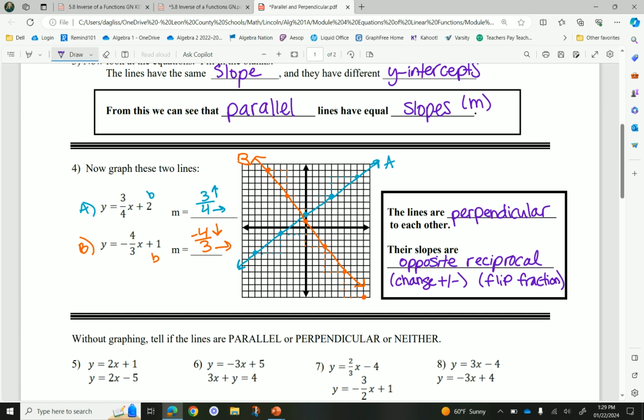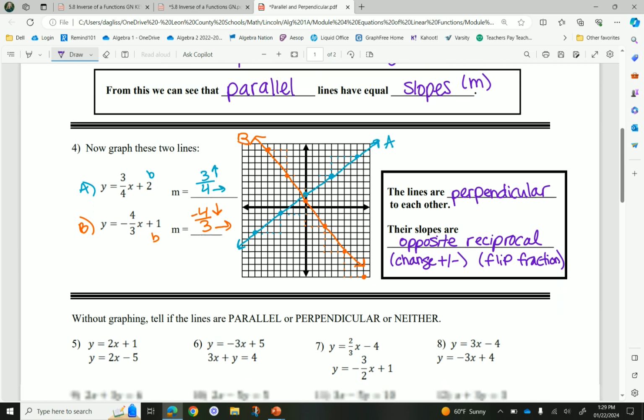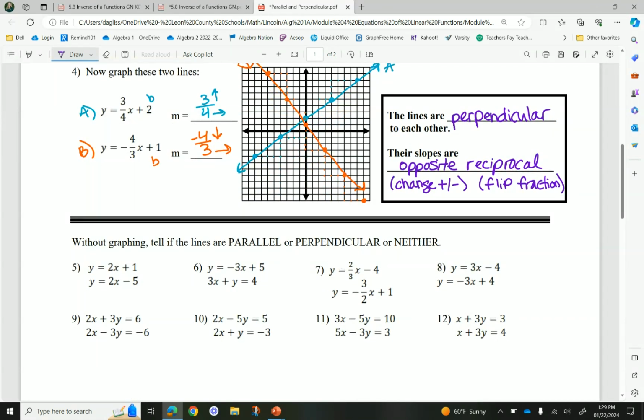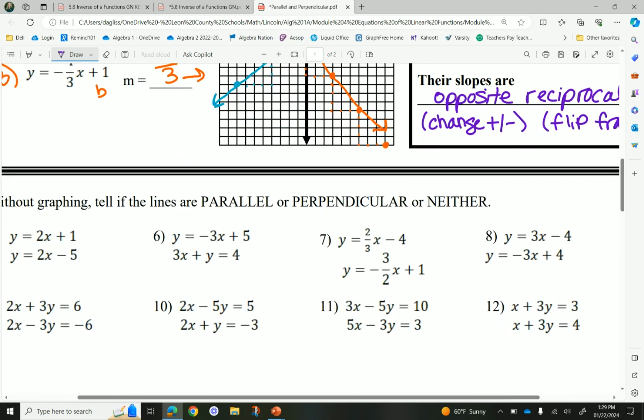Okay, so this bottom half, let's see if we can label these as parallel or perpendicular or neither. Now they do have little symbols if you want to use them. Parallel lines have a notation that looks like this. Perpendicular, you can use this notation if you don't want to write the word. Those technically do mean the same thing.